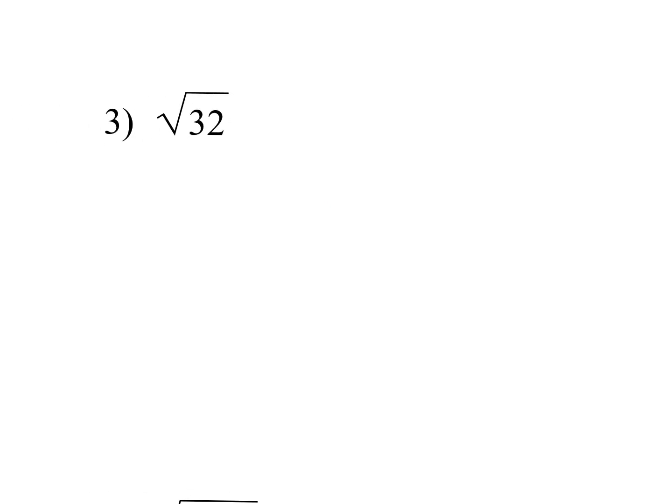Okay, let's look at number 3. I know we're going a little backwards, but look at number 3. We already did step 1. Was it perfect? No. So now create your good and your bad. Good, bad. So now look at your list of perfect squares. Which one goes into 32? 16. So 16 goes in the good. What is the leftover that goes in the bad?